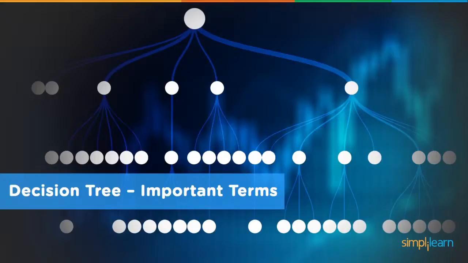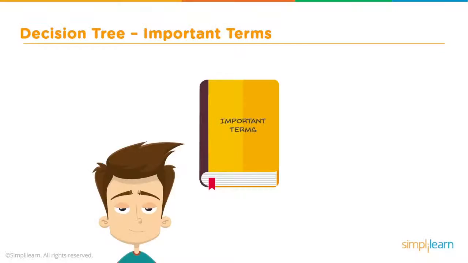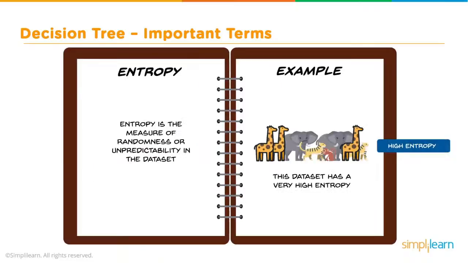Decision tree important terms. Before we dive in further, we need to look at some basic terms. We need to have some definitions to go with our decision tree and the different parts we're going to be using. We'll start with entropy. Entropy is a measure of randomness or unpredictability in the data set. For example, we have a group of animals. In this picture, there's 4 different kinds of animals, and this data set is considered to have a high entropy. You really can't pick out what kind of animal it is based on looking at just the 4 animals as a big clump of entities.